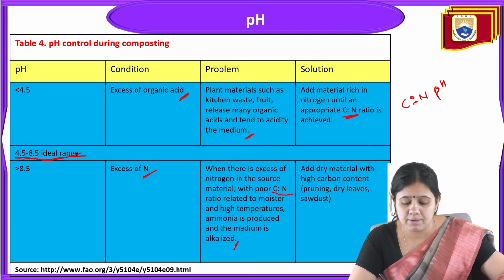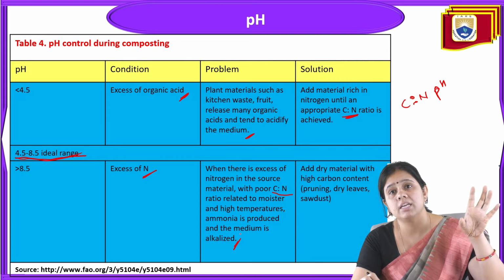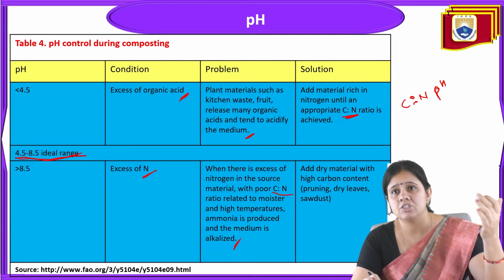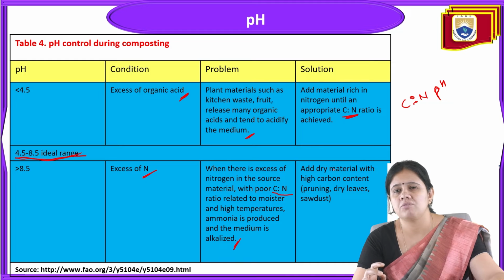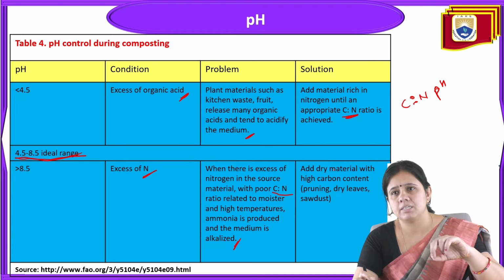This means the medium will be alkalized, with the pH increasing, because of the production of ammonia from the excess nitrogen in the source material with a very poor CN ratio. So in this condition, what should we do? We should add dry materials with high carbon content, such as pruning, dry leaves and sawdust.